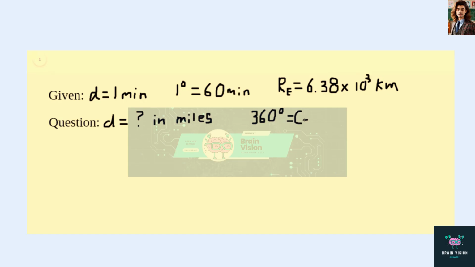As I previously mentioned, we're going to utilize the fact that 360 degrees is one complete walk around the Earth. So 360 degrees is equal to the circumference of the Earth, which is equal to 2 pi times the radius of the Earth.